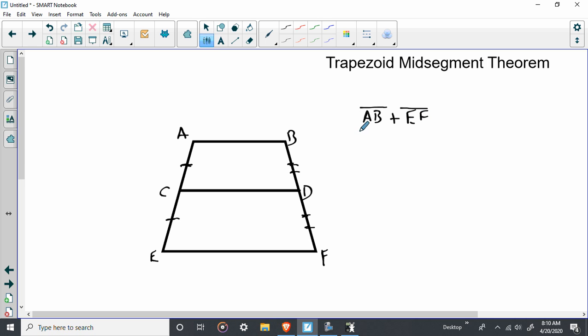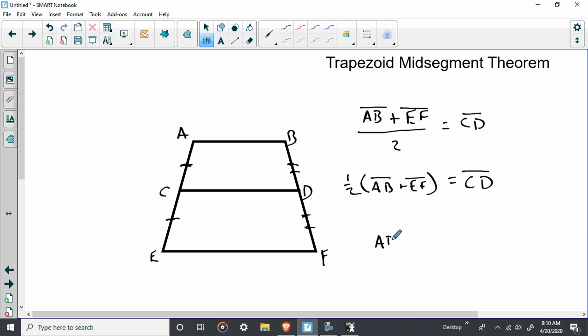Okay, and there's two ways to look at this. I can say this is divided by 2, right? Or I could say AB plus EF times 1/2, right? That's another option. But whether you do it or not, that's going to equal the length of CD. Again, a third way to look at it is if I add up the two of these, AB and EF, that's going to equal 2 of the middle one together, right? Again, it's the same thing here. I just multiplied by 2 on both sides, okay?